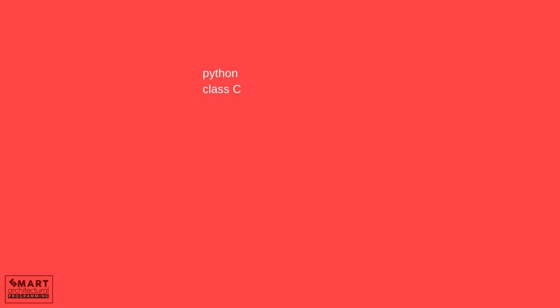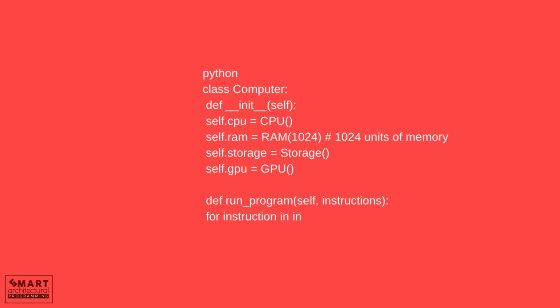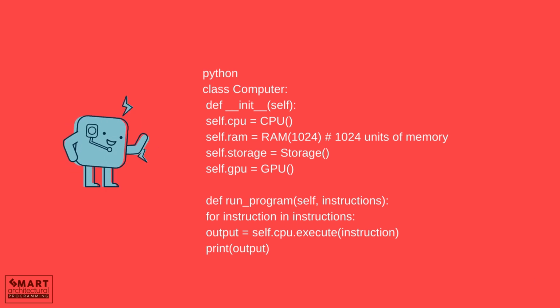Python. class Computer. def __init__(self): self.cpu = CPU(). self.ram = RAM(1024) # 1024 units of memory. self.storage = Storage(). self.gpu = GPU(). def run_program(self, instructions): for instruction in instructions: output = self.cpu.execute(instruction). print(output). In Python, our Computer class brings together the CPU, RAM, storage, and GPU, letting them work in harmony.